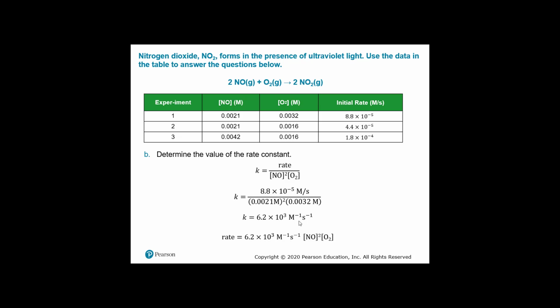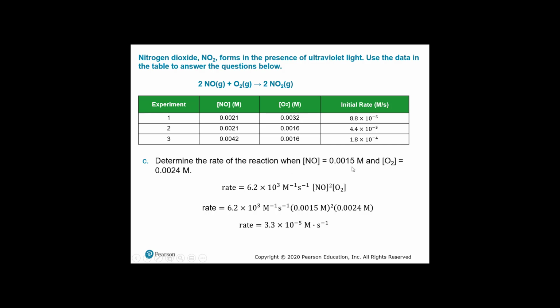Okay, so now that we know the correct order numbers for these reactants, we can solve for K. So we plug everything in, we make sure that we have our reaction order number with the correct reactant, and then we solve for K, which gives us that value right here.